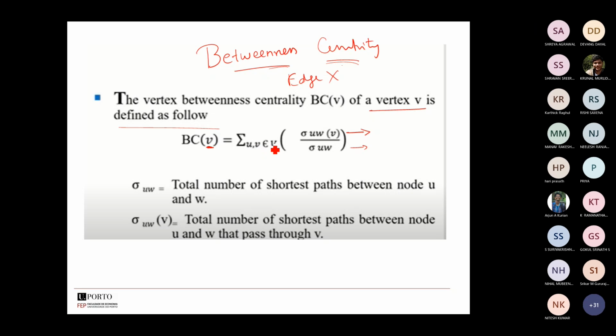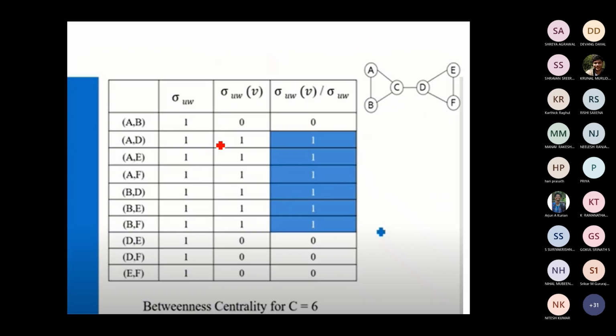So I have to find out U comma W, where V is not in it now. U comma W of V. That means the shortest paths between U and W where the vertex node is available in our graph, divided by the total number of shortest paths that pass through our V. That is how you have to find out the betweenness centrality.